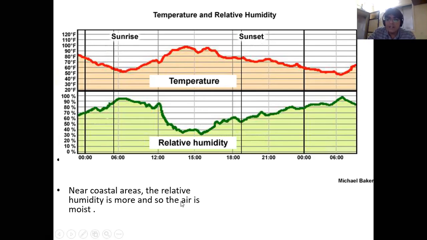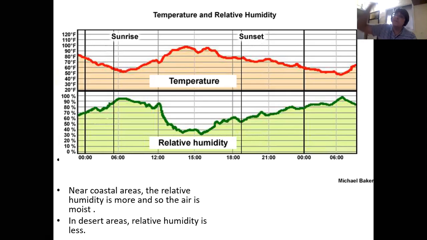Near coastal areas, the relative humidity is more and so the air is moist because the moisture is more. Correct? In the coastal areas, therefore RH value is more. This is called as RH. In desert areas, relative humidity is less because desert areas temperature is high. So the amount of moisture present may be more, but the capacity to hold is very high. That is, its saturation point is at a higher level.